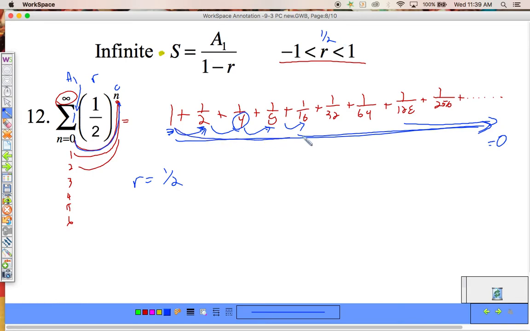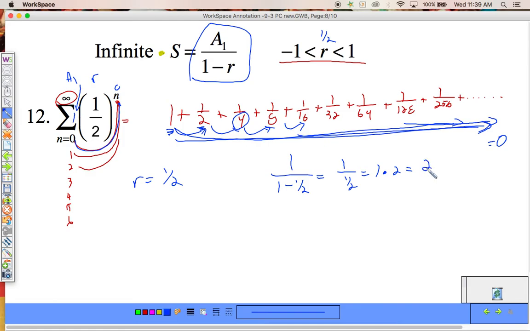All right, so if I keep adding all these numbers together, my number is going to get so close to a value that we're not going to understand the difference. So now going to the formula: my first term divided by 1 minus my ratio. 1 divided by 1 minus a half, which is 1 divided by a half, and I'm going to multiply by 2. And I'm going to get an answer of 2.